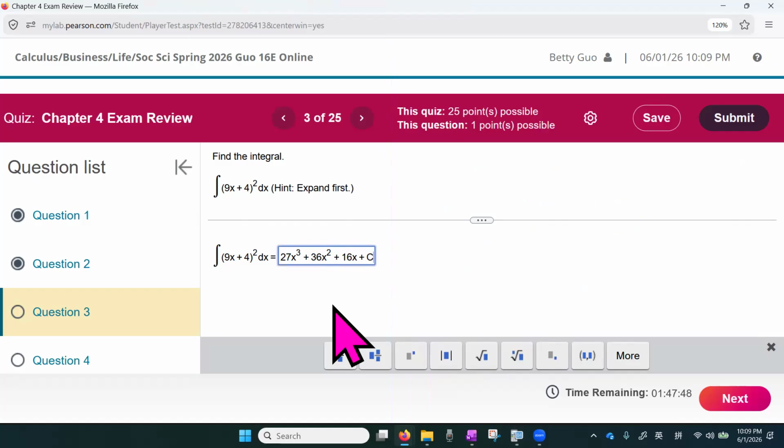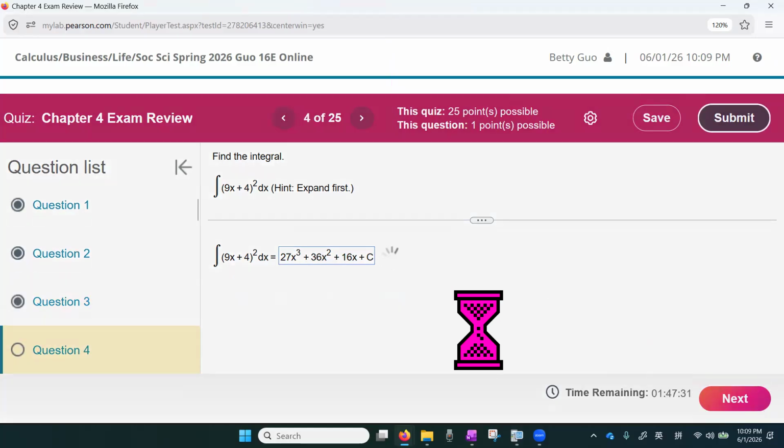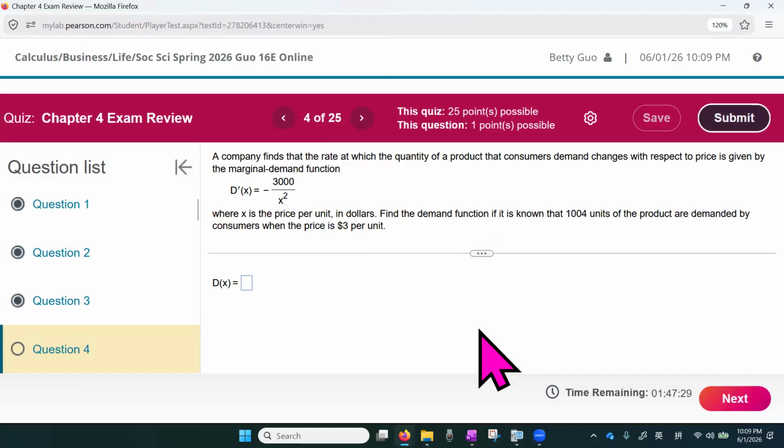All right, use the method I mentioned. Double check the result. Taking the derivative of this function, 81x squared, 72x, plus 16. So that's correct. Next.